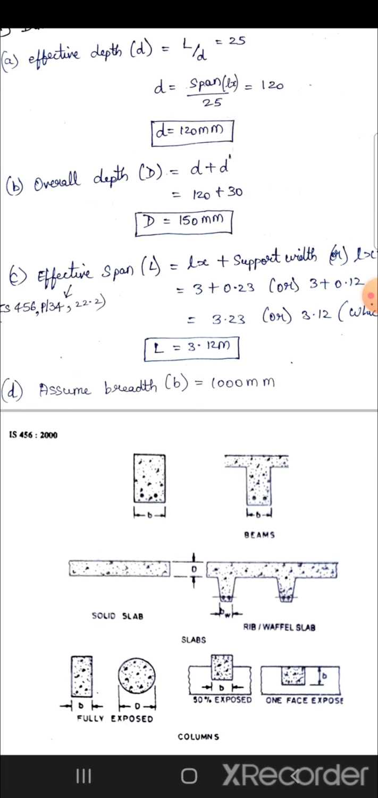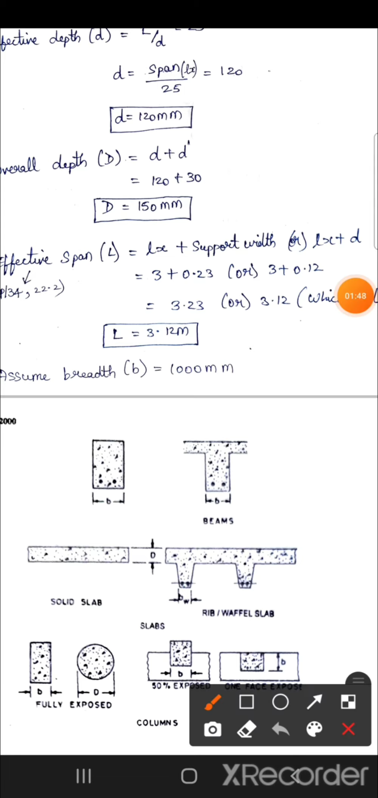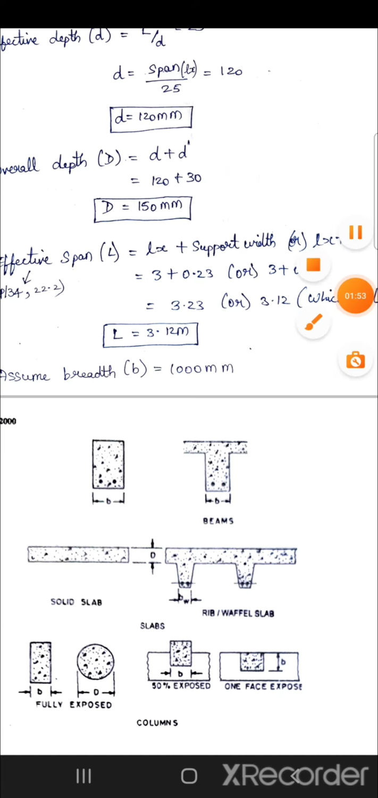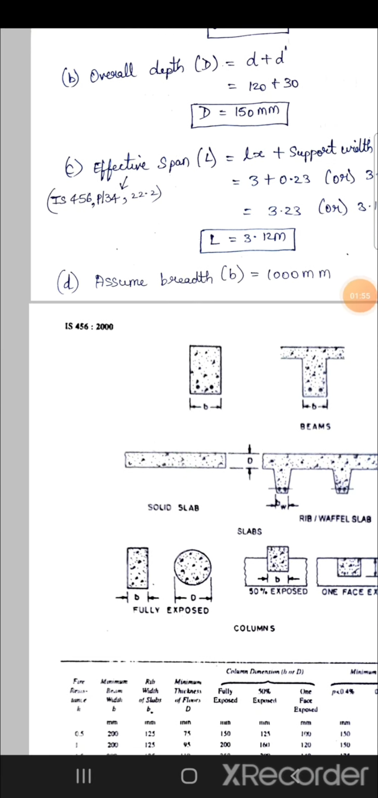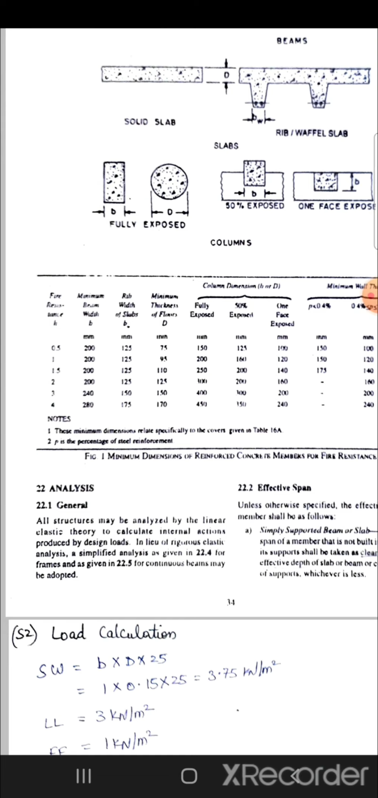Next step is effective span. Effective span formula is Lx plus support width or Lx plus D. So calculating in those two formulas, whichever is lesser answer, we take it as effective span. This is given in IS456 2000, page number 34.